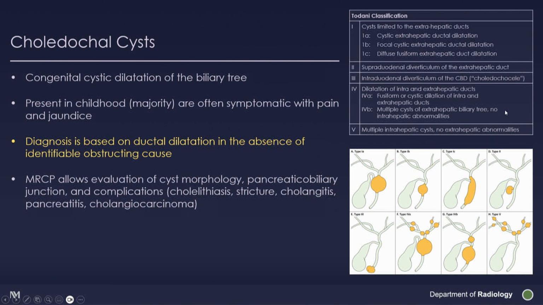Here is the Todani classification. I'm not going to go into a lot of detail other than say there's 3 types of type 1 cyst, depending on how the cyst itself looks. Type 2 is probably the least common, where there's actually a diverticulum coming off the common bile duct. Type 3 is the choledochocele. Type 4 is when it has intra and extrahepatic involvement. Similarly, that's divided into 4A and 4B. And then type 5, as we'll talk about, is Caroli's disease.